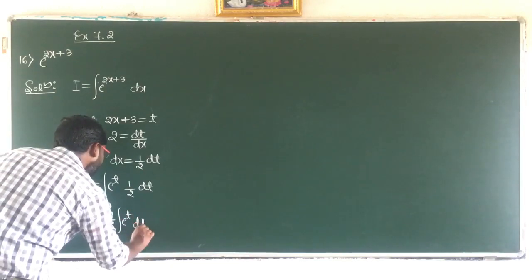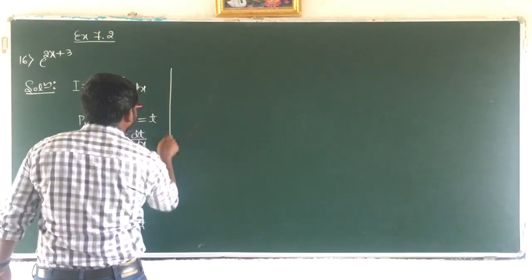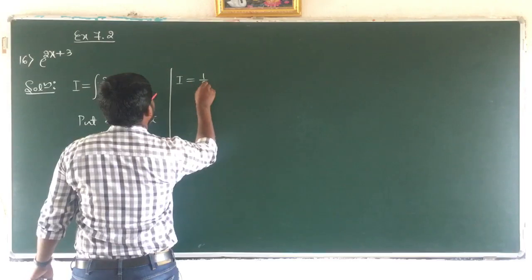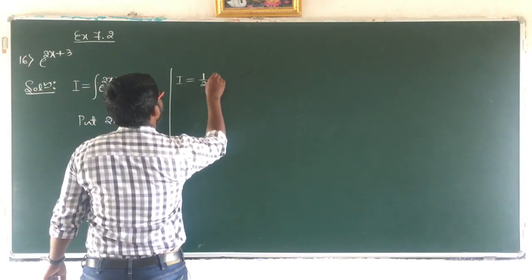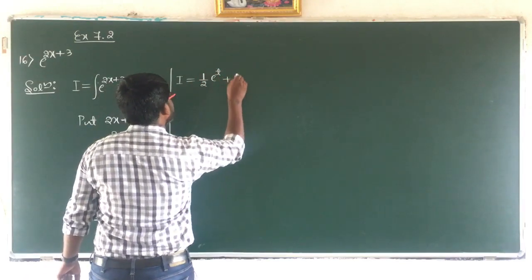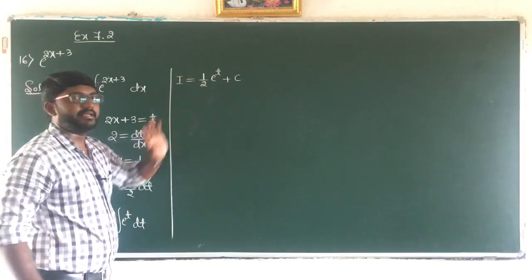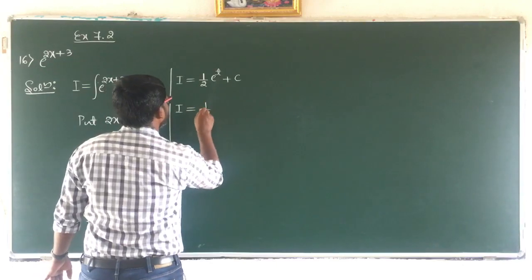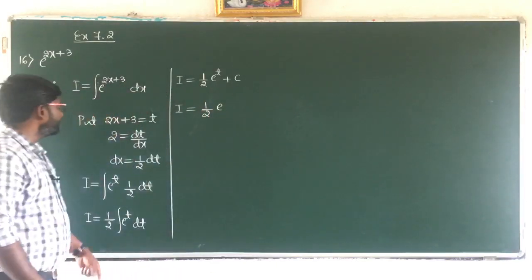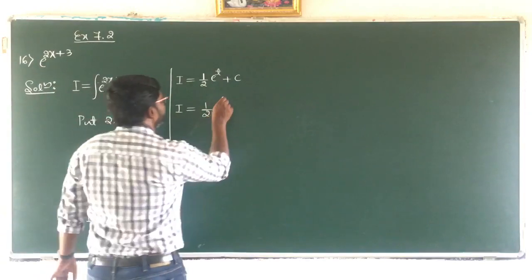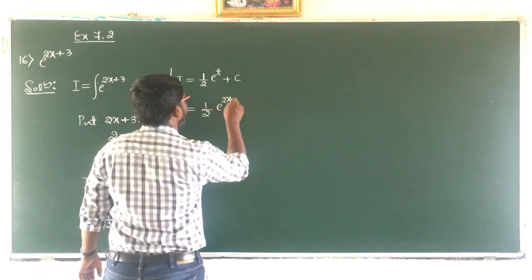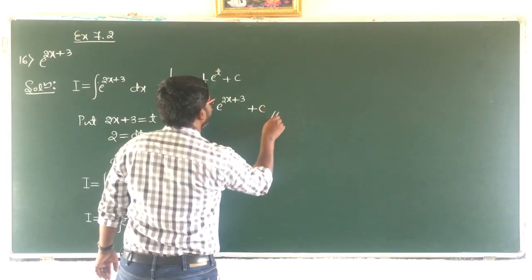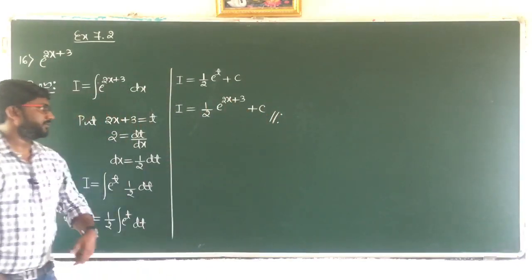So here I is equal to, write 1 by 2 outside the integral, it becomes e raised to t dt. So the integration of e raised to t will be e raised to t itself. I is equal to 1 by 2 e to the power t plus c. So we have to replace t here. I is equal to 1 by 2 into e to the power 2x plus 3, plus c. So this is the answer for the 16th problem.